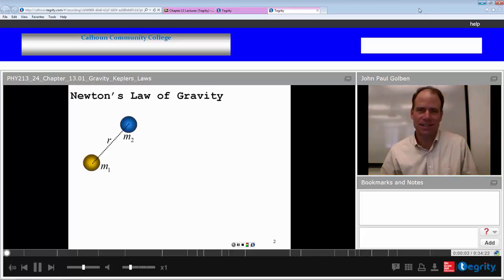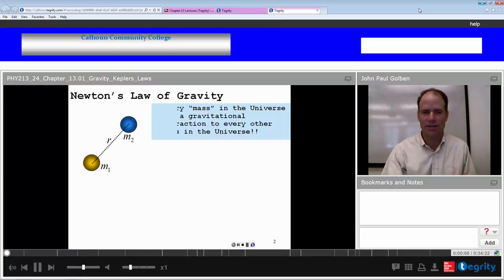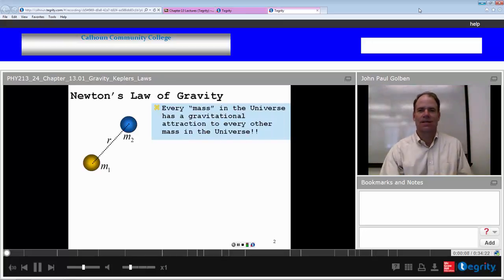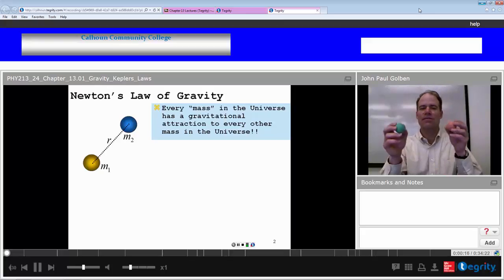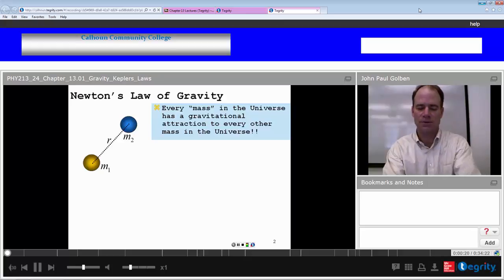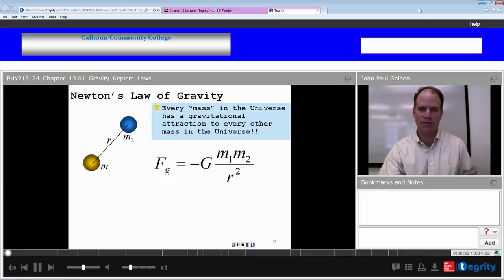Chapter 13, Newton's Law of Gravity. Every mass in the universe has a gravitational attraction to every other mass in the universe. So any mass that you have in the universe is attracted to any other mass in the universe, and it's related by Newton's Law of Gravity.